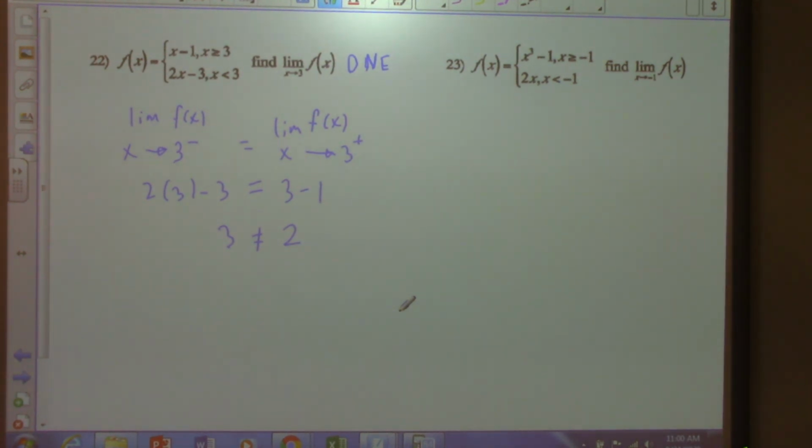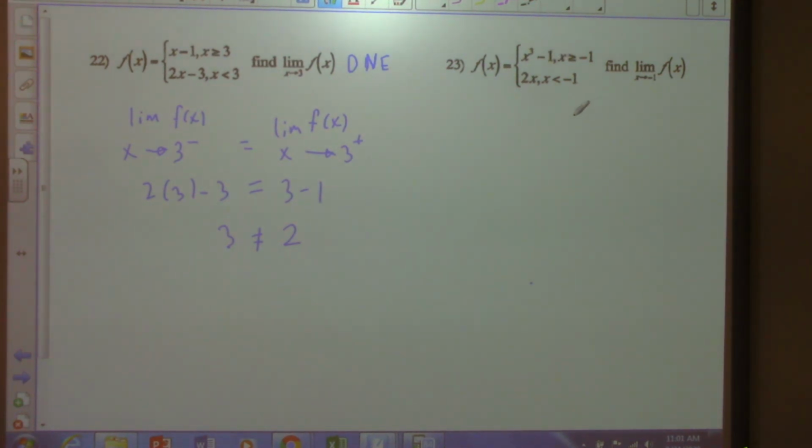Okay, how did 23 come out for you? To me, it had a limit. What was the limit? Negative 2. Negative 2? Yeah. But I could be wrong. That's right. Did you show that? Yeah, I think that's what you're going to get.